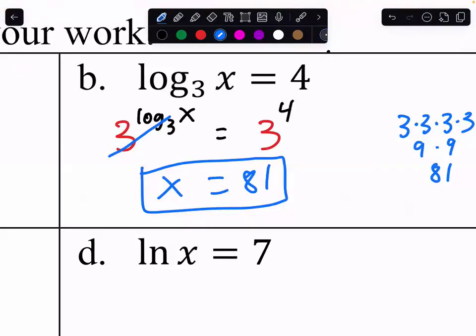Okay, so next we have ln, which remember means natural log, of x is equal to 7. So in the previous problem, the base was clearly 3, so I did 3 to the power of both sides. Does anyone think they know what base we should use for this problem?